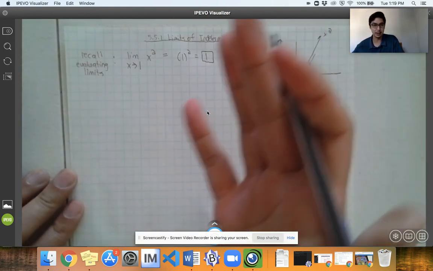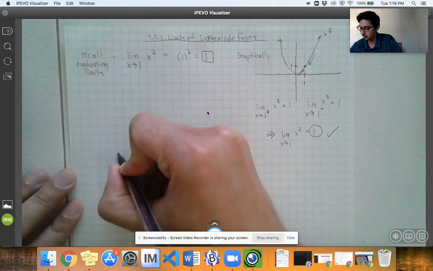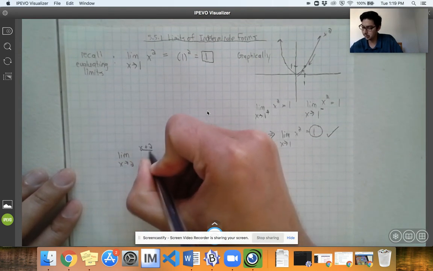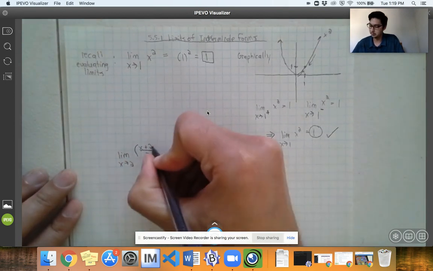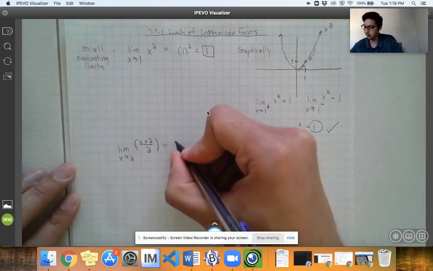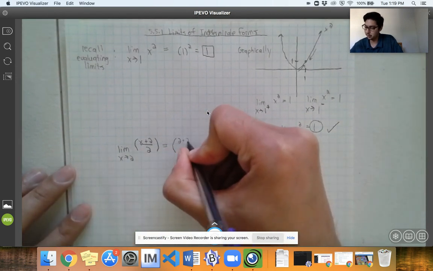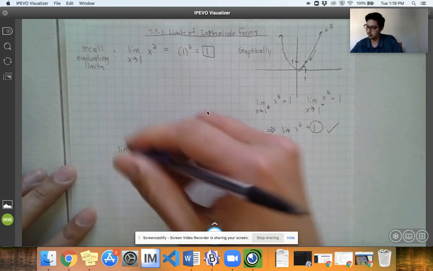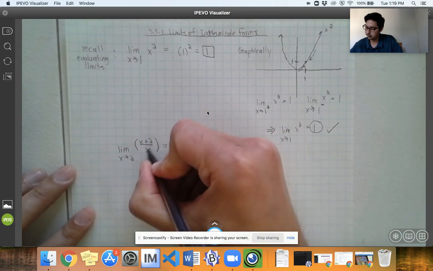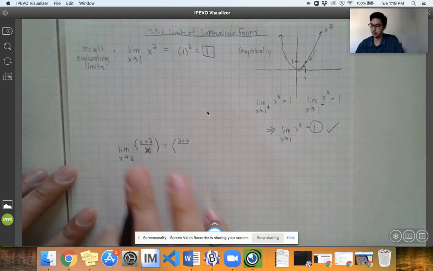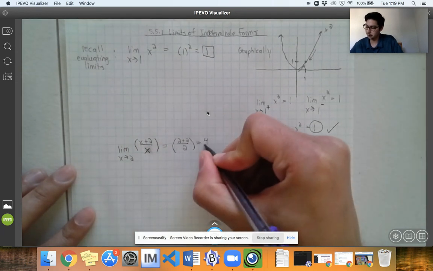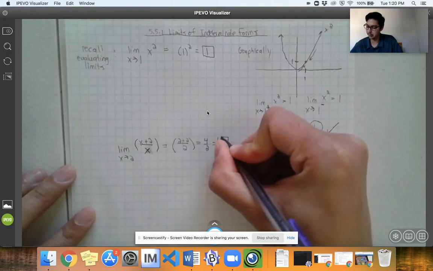Now, what if I gave you another problem to recall this? Let's say I asked, what's the limit as x approaches 2, this time of a fraction, x plus 2 over x? Nothing changes here because, again, we could just plug in 2. It's going to be 2 plus 2 over 2, which gives us 4 over 2, which is equal to 2, and we get our answer.